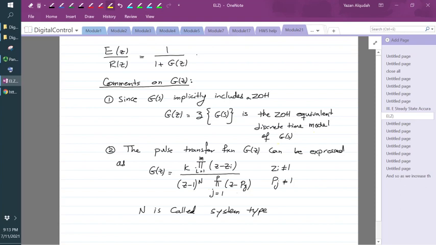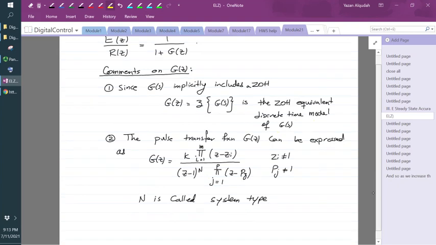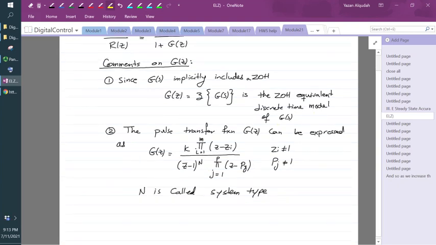Now what I'm going to do is take any factor that is Z minus 1 out of all this multiplication. Therefore, I'm going to write it as Z minus 1 to the N, multiplied by the other poles of the system. If I do that, and I have Z minus 1 to the N, I'm going to call this N the system type.